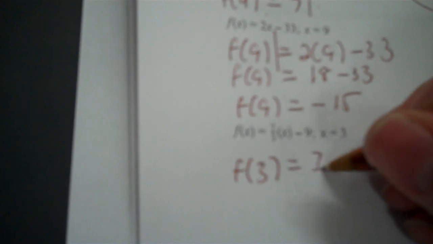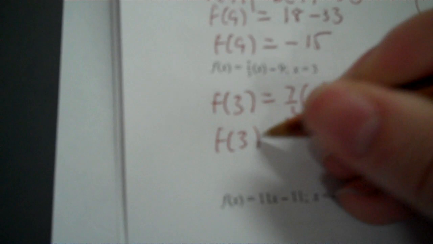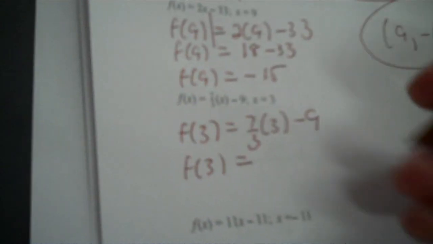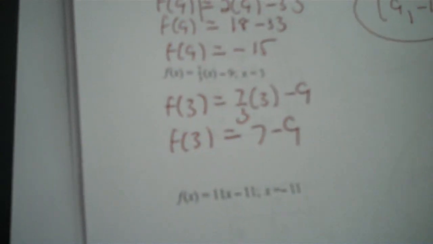Okay, now I'm going to put 3 in for x. F of 3 instead of f of x. It's just a different notation. You haven't seen it before. I didn't do it in Algebra 1. I think you did it at Aurelia. This is one thing I skipped over. So I'm going to multiply 7/3 times 3, which is going to be 7. And then subtract 9. 7 minus 9 is negative 2.